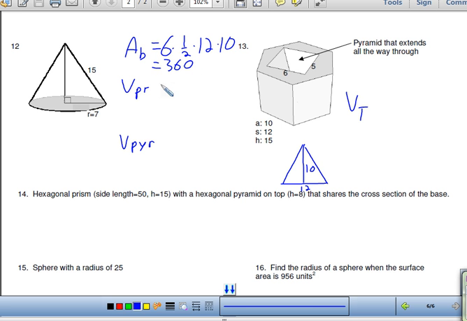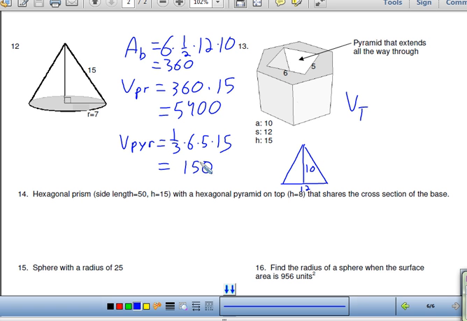So now, volume of the prism can be my area of the base times the height, which is 15. And I find that that volume of the prism, excuse me, is 5,400 units cubed. Volume of the pyramid, 1/3 the area of the base, which is 6 times 5, times the height again. I know that it went all the way through, so that's 15. I plug through, and I get 150.